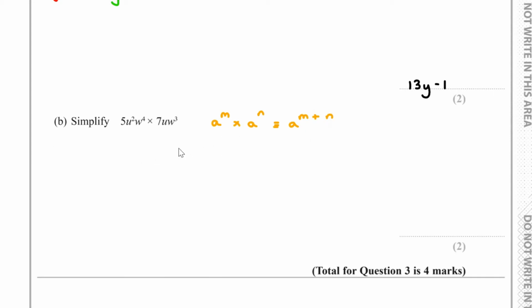So if we use this idea, well, 5 times 7, that's 35. And then we have u to the power of 2 plus 1 multiplied by w to the power of 4 plus 3. So if we work this out, we end up with 35 u to the power of 3 w to the power of 7.